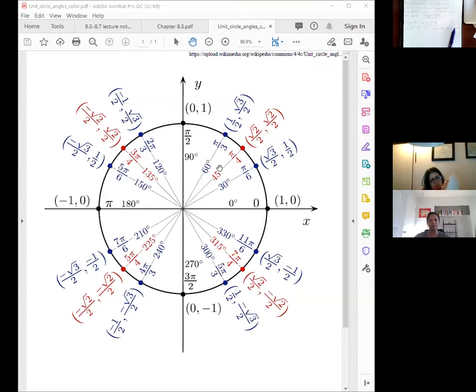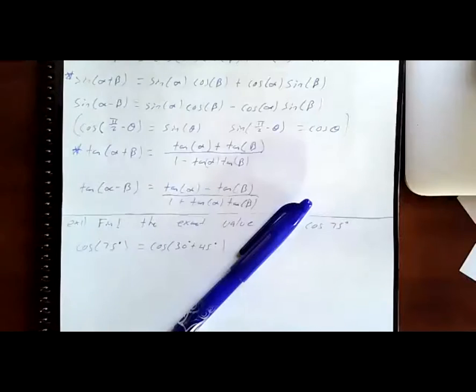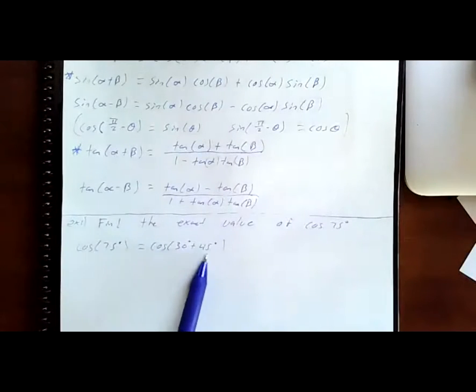Let's think about this. So 30 plus 45 is 75, correct? You want to choose angles that are on the circle to split the angle. So cosine of 75 is equal to cosine of 30 plus 45 degrees. You see what I mean? Now these exist on the circle, so I can use the first equation up there.